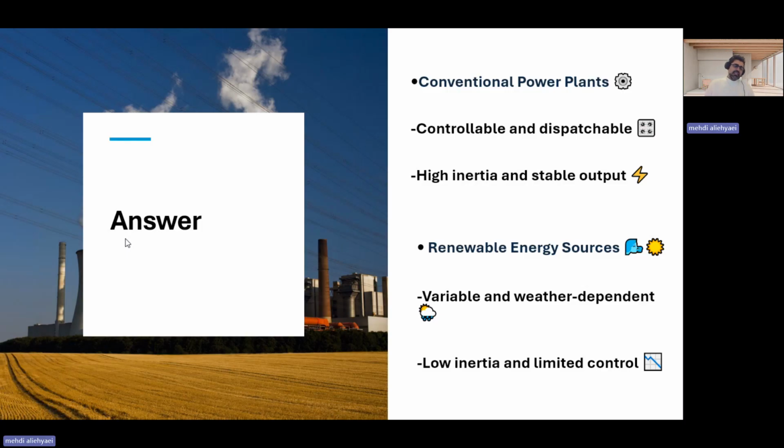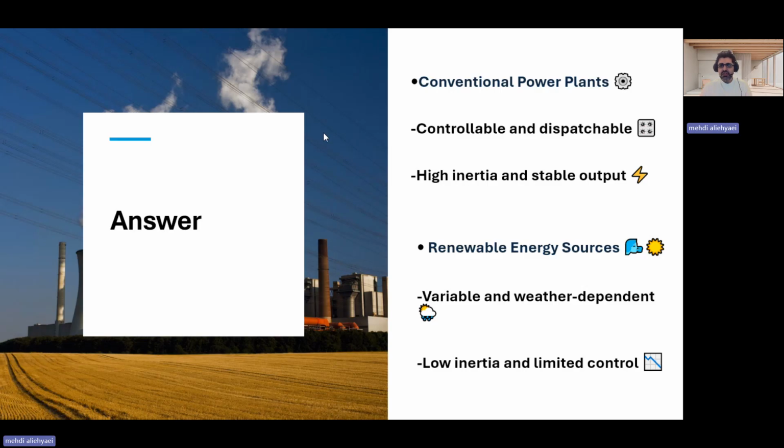That, for example, is a very important question that we should answer. For this slide, we explain the differences between the conventional power plants and the renewable energy sources. As shown on this slide, there are important differences between conventional power plants and renewable energy sources.